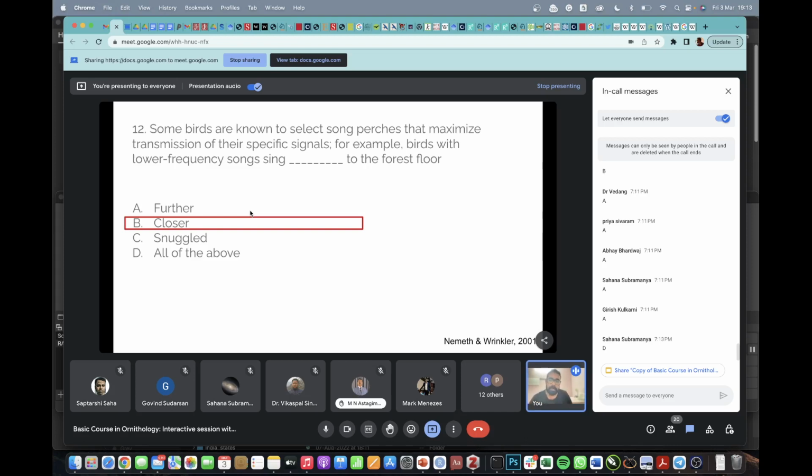So birds with lower frequency songs use a perch that is closer to the ground. One can look it up in this particular study by Nemeth and Rinkler to look at it further.